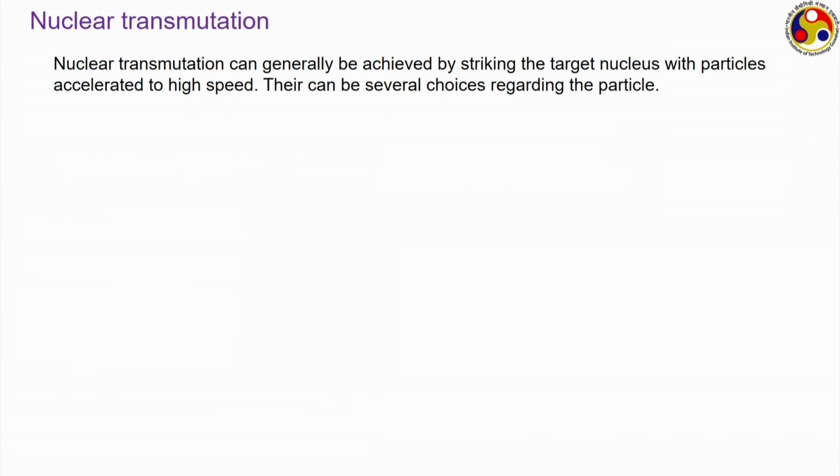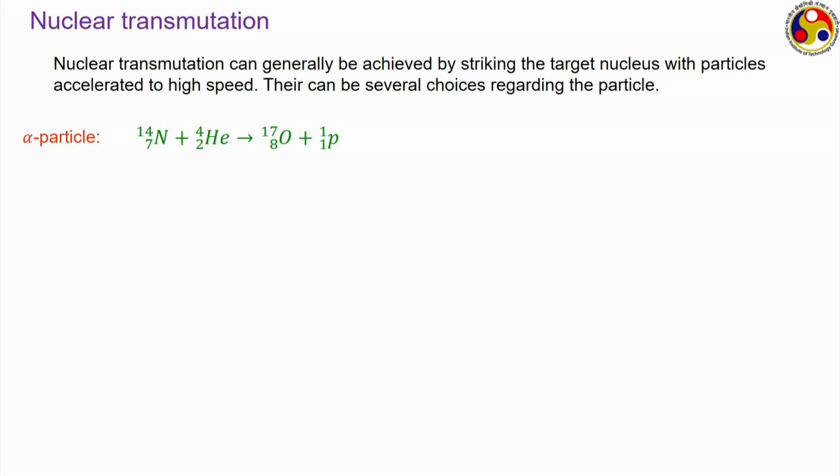Now, continuing this topic of artificial radioactivity, we know that to have artificial transmutation of any nucleus, we need to strike it with some kind of particle which has to be accelerated to high speed, like the examples of the alpha particles in the previous slides. But there are actually not only alpha particles; we can use different kinds of particles.